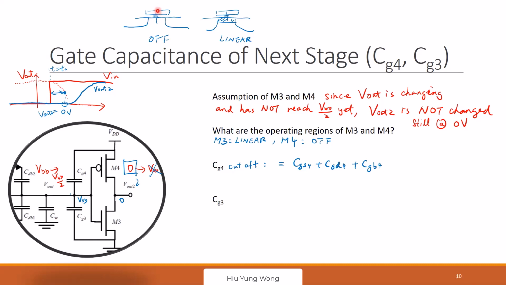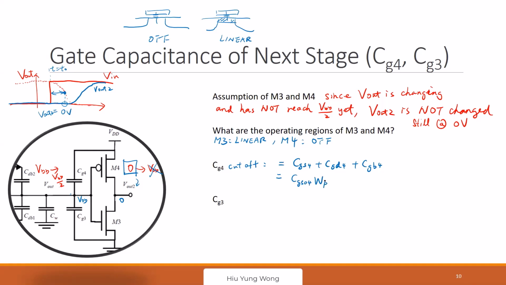When it is cut off, you have gate to bulk capacitance, gate to drain capacitance, gate to source capacitance. But what is the gate to source capacitance when it is cut off? Anyone remember? That is related to question 4 in the midterm. It should be CGSO4 times W, the overlap capacitance times W. I call it P now instead of 4.